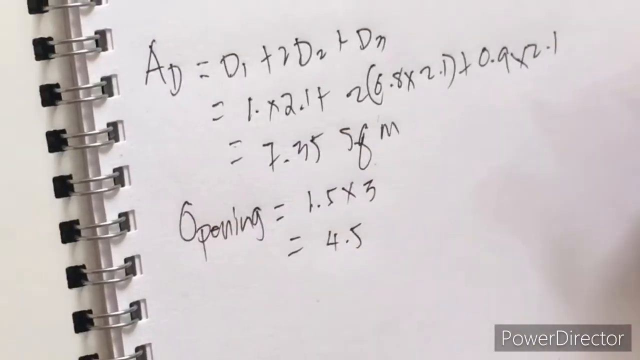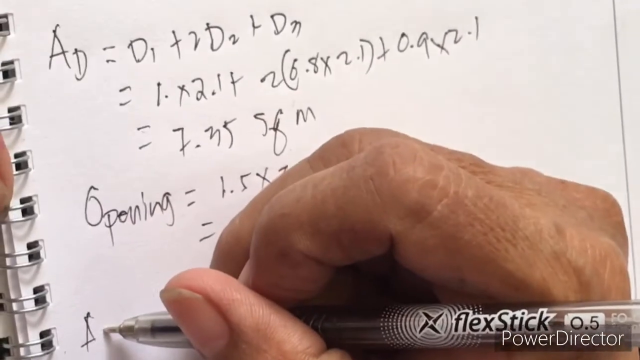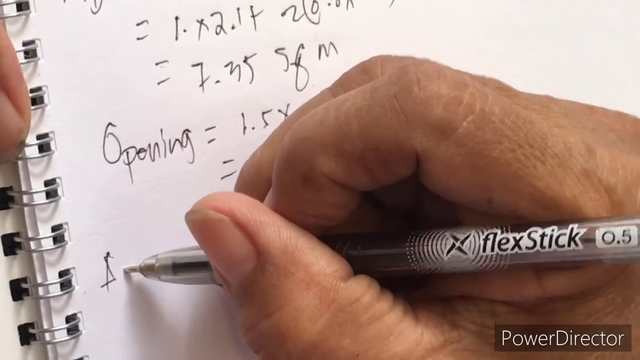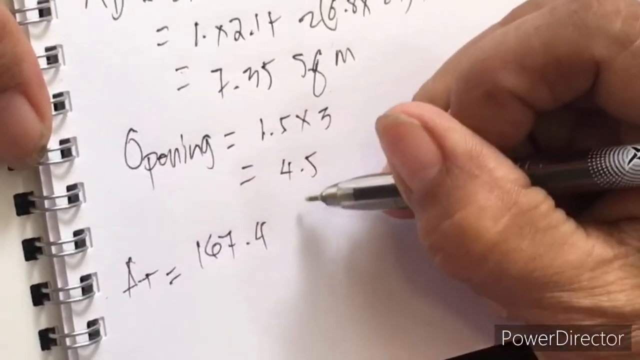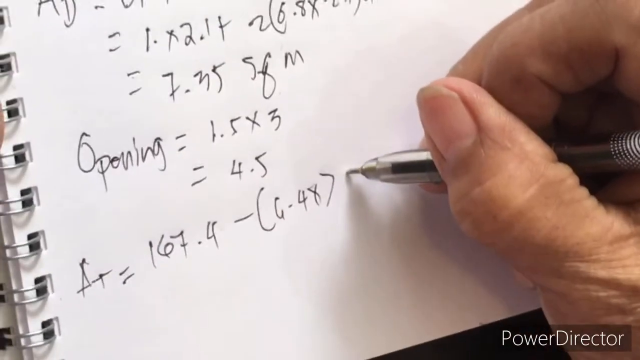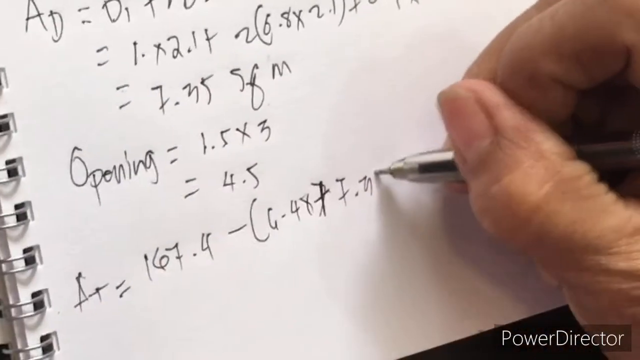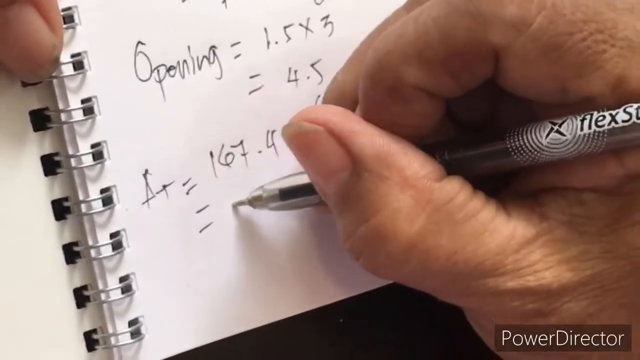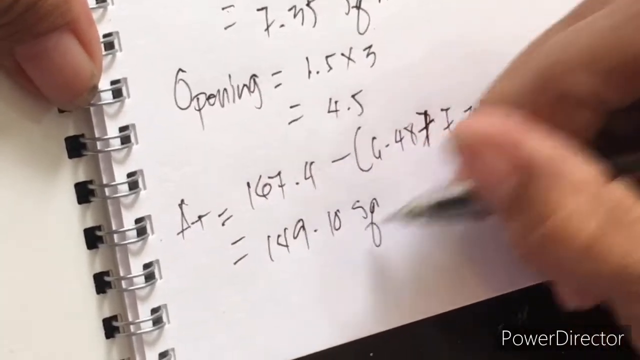Substitute the answers. Therefore, area total equals 167.40 minus 6.48 plus 7.35 plus 4.5. The answer is 149.10 square meter.